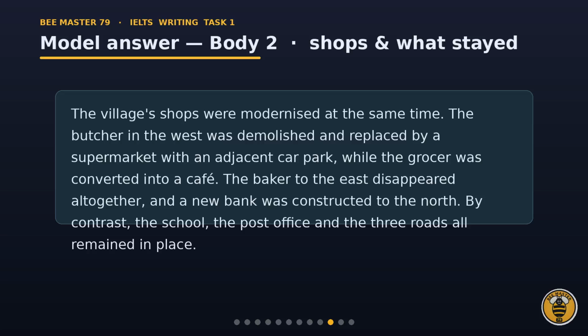Body 2. The village shops were modernized at the same time. The butcher in the west was demolished and replaced by a supermarket with an adjacent car park, while the grocer was converted into a cafe. The baker to the east disappeared altogether, and a new bank was constructed to the north. By contrast, the school, the post office, and the 3 roads all remained in place.